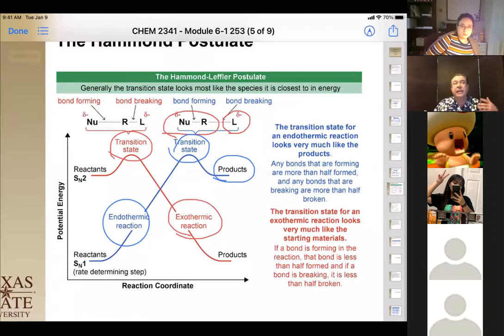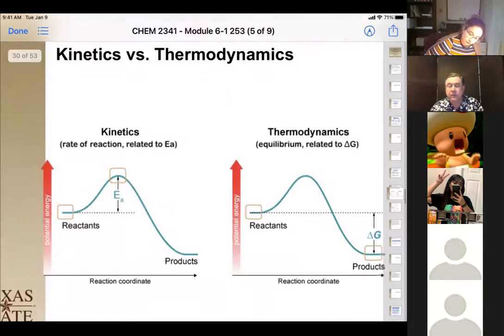And it's another way of looking at those reaction diagrams, looking for energy and looking for changes in bond strength and bond energy. Okay, so kinetics and thermodynamics can be competing in a reaction.